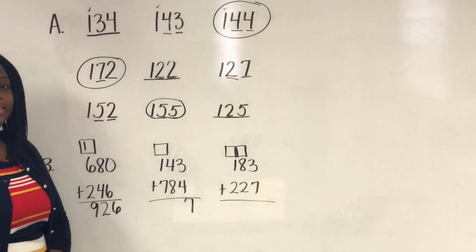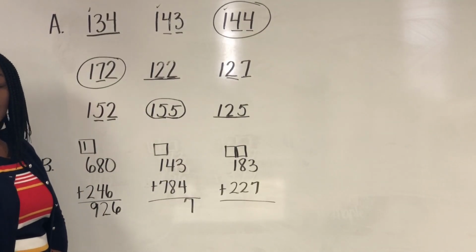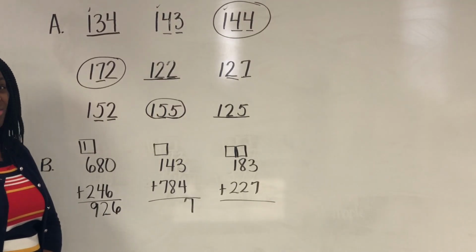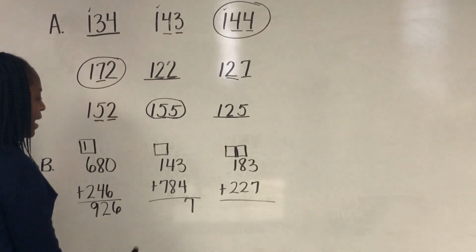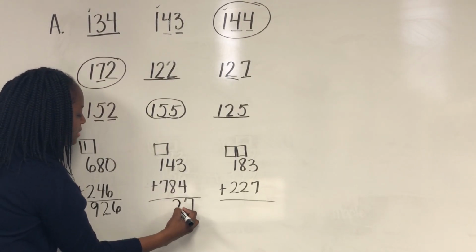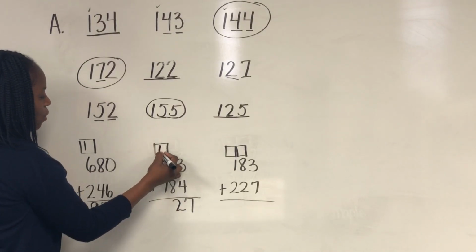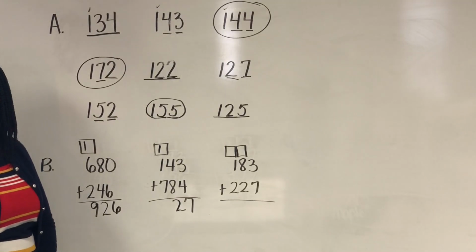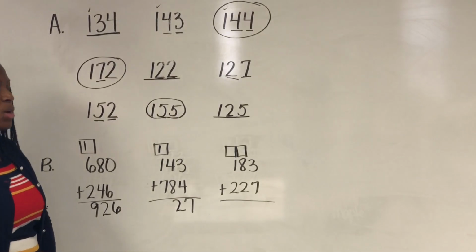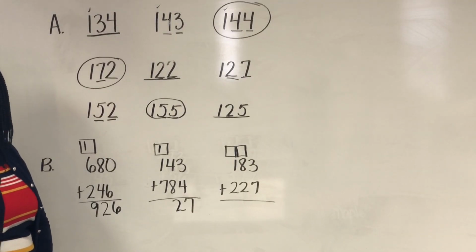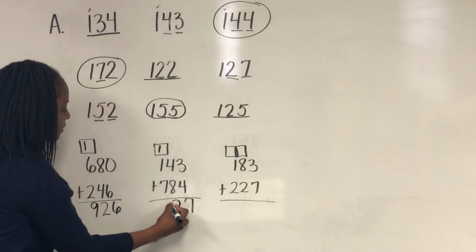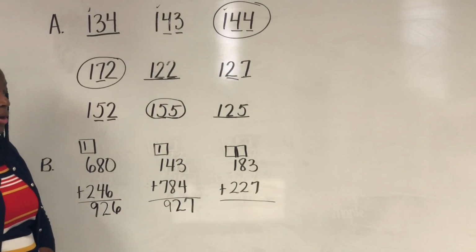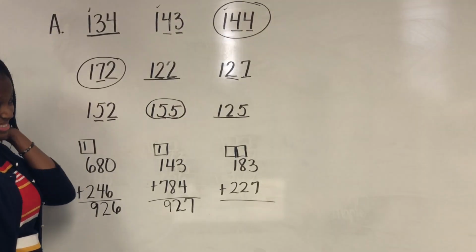Now what's 4 plus 8? 4 plus 8 equals 12. We have 12 tens. 12 tens means I have 100 and 2 tens. So I'm going to place the 2 tens in the tens place and carry the 100 to the hundreds place. So now, boys and girls, what's 1 plus 1? 1 plus 1 equals 2. And what's 2 plus 7? 2 plus 7 equals 9. So therefore, 143 plus 784 equals 927.